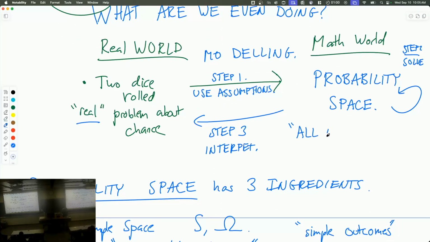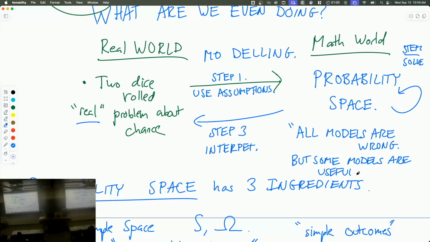All models are wrong. So whenever you do a math model, it will be wrong. The next part of the quote is also important: but some models are useful. This is a quote by Dr. Box, George Box, a famous statistician. Also, when you make random numbers on a computer, they use the Box algorithm.